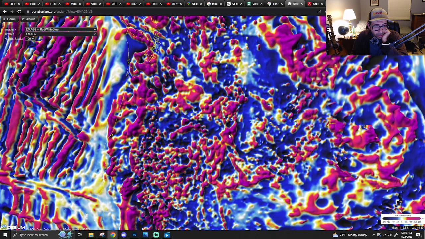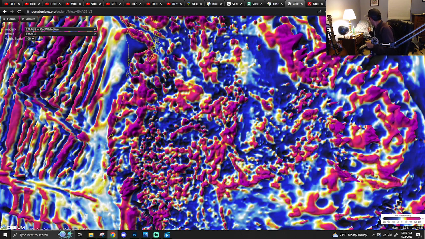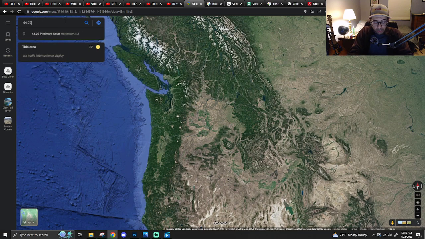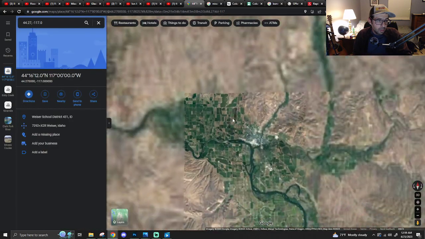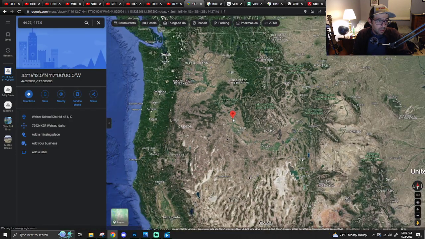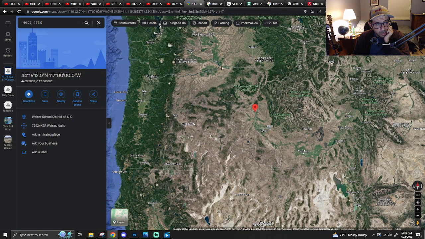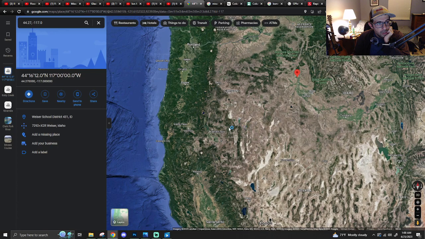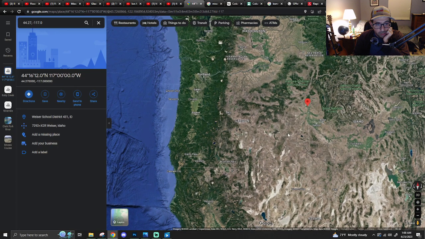That's got a boundary here. Let's see where this is. 117, 44.27. 44.27 minus 117.0. So there's another circle that looks maybe here. It's not really detectable on this map.